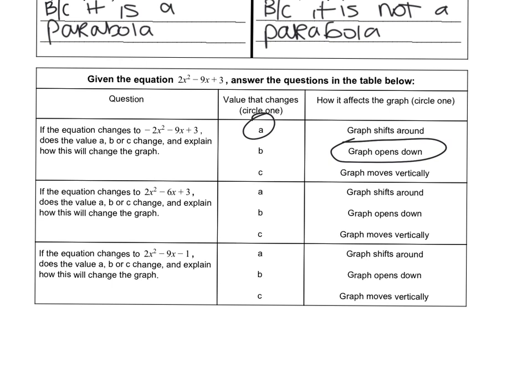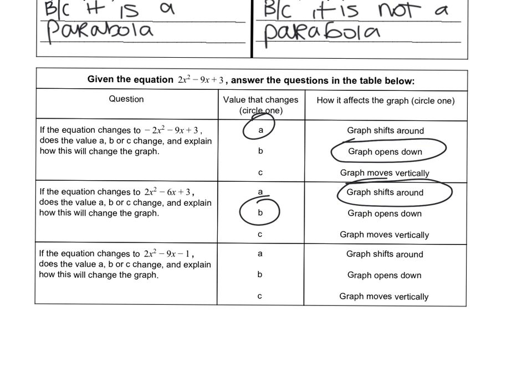Okay. So next, we're changing it to negative 2x squared minus 6x plus 3. So the value that's changed here is our B value. And what it's done is the graph has shifted around. We've not only moved up, we've also moved left, so quite a few things have occurred.